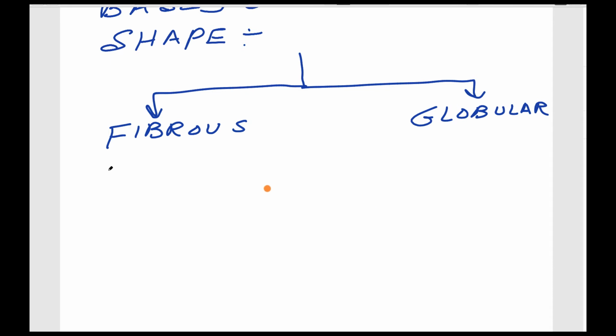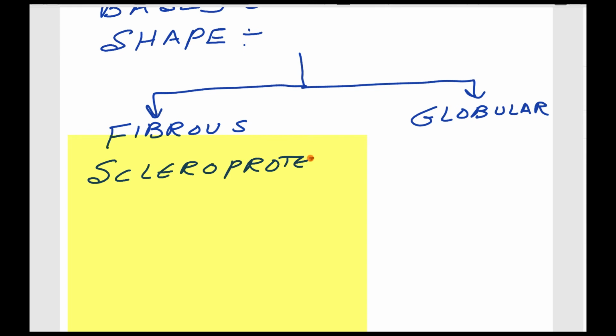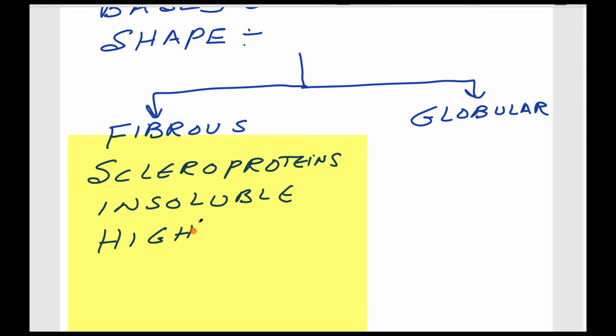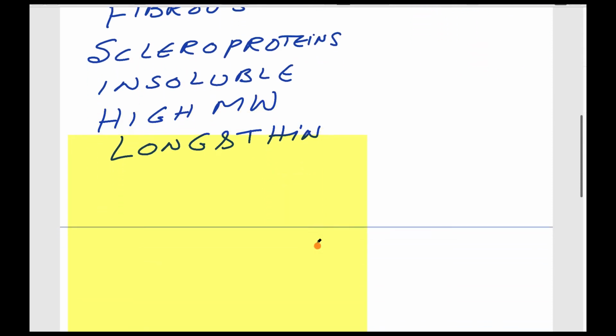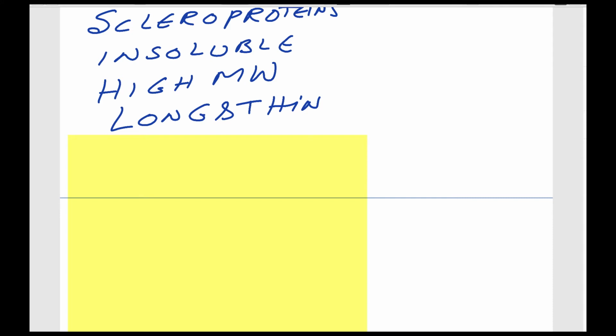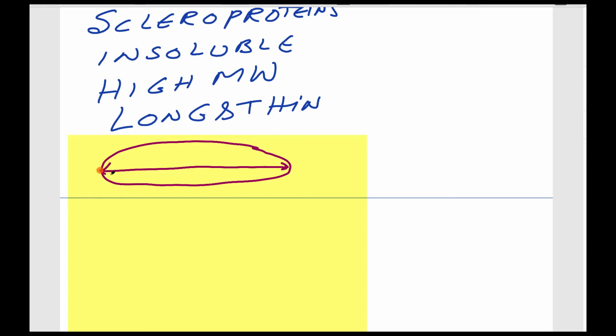Fibrous proteins are also called scleroproteins. They are insoluble proteins, and they have high molecular weight. They are long and thin. Let us see how they look. As I said, they are long and thin; the length is more than the breadth.